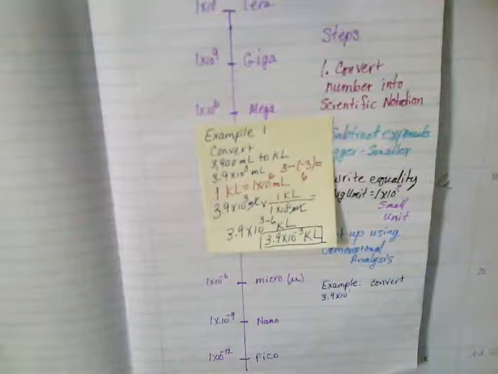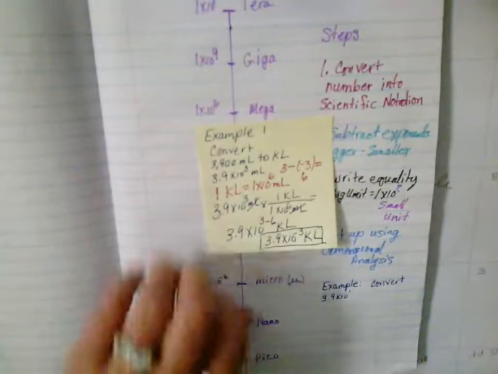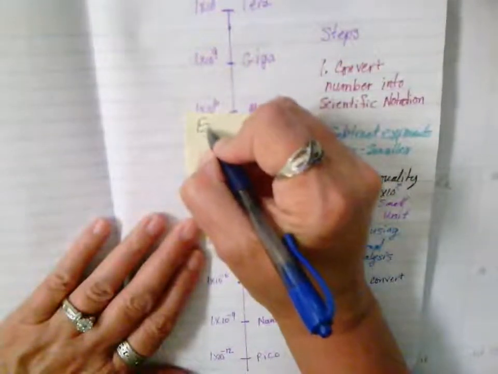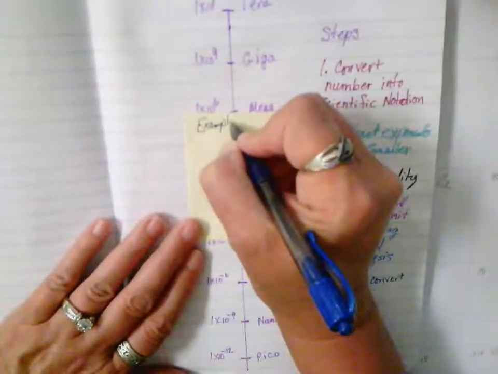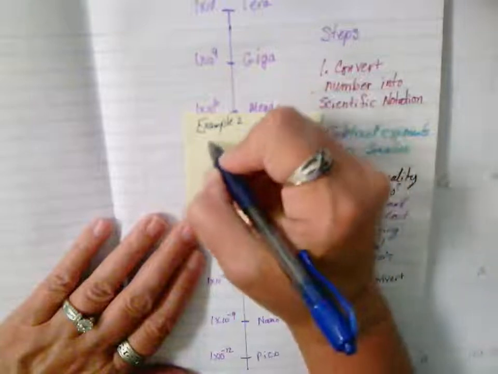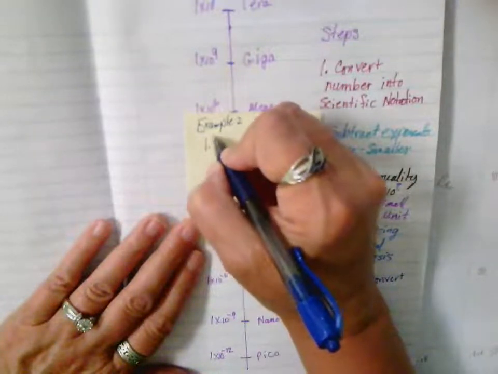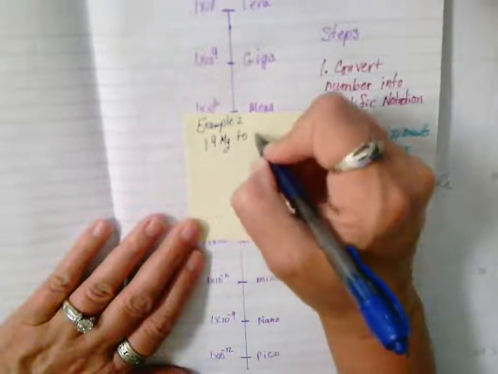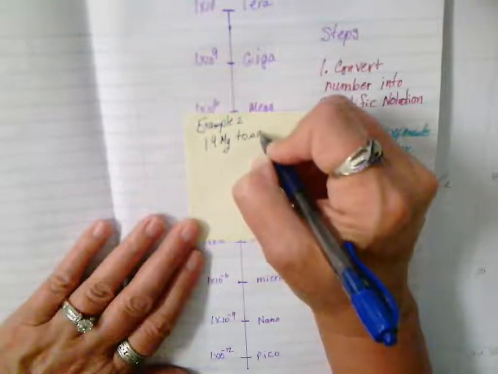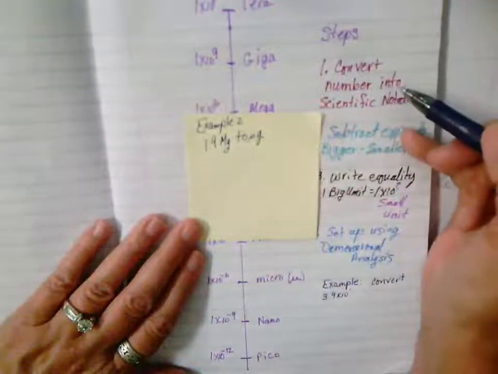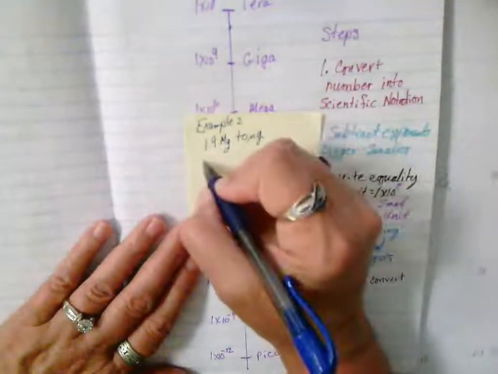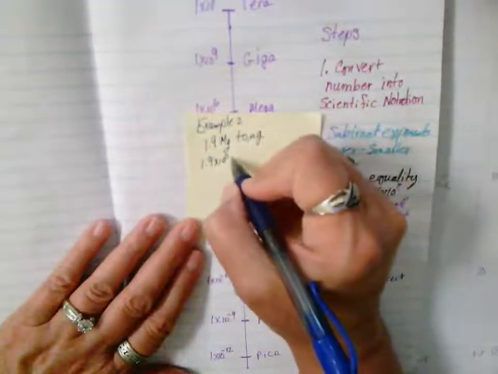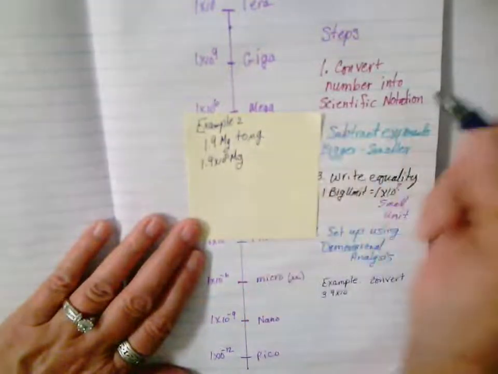So why don't we do a second example? Example 2. Let's convert 1.9 megagrams to micrograms. So the first thing I do is put it in scientific notation. So that's going to be 1.9 times 10 to the 0. That's going to be megagrams.